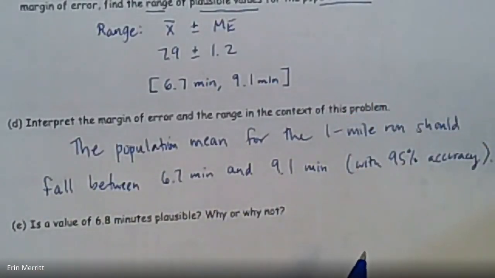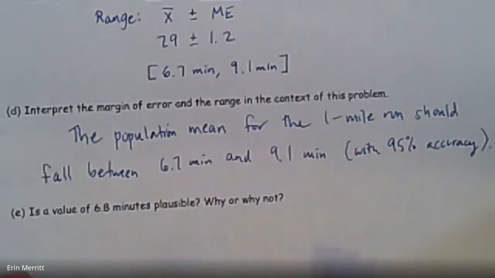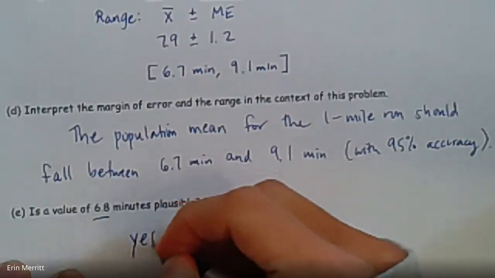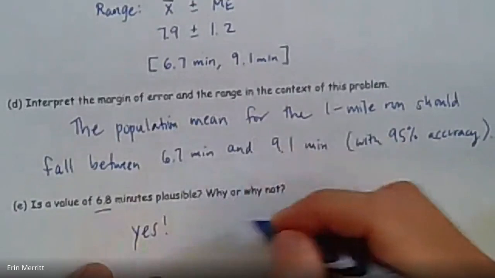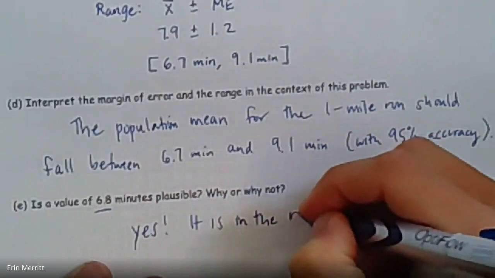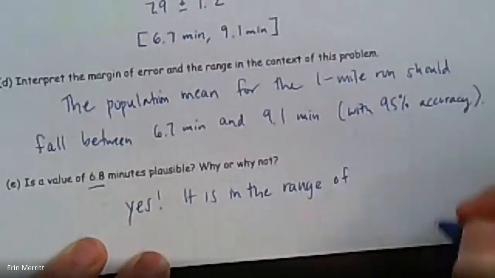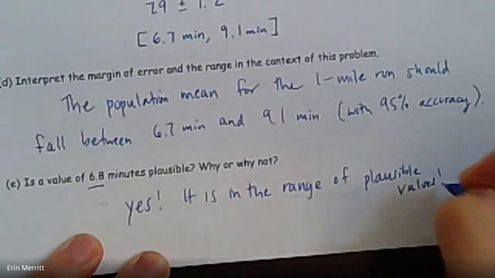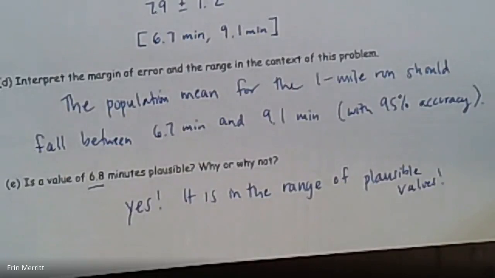Sure, you're going to have groups that are lower times, maybe you're super speedy kids, or groups that are higher times, but the bulk is going to be right in between those 2 times there. So when it says, is a value of 6.8 minutes plausible? All you have to think is, is it in that range? So because it is, we'd say yes. And all you have to mention when it says why or why not is it is in the range of plausible values. There you go. So you're giving yourself that set and then asking, is it in the set or not? There you go.